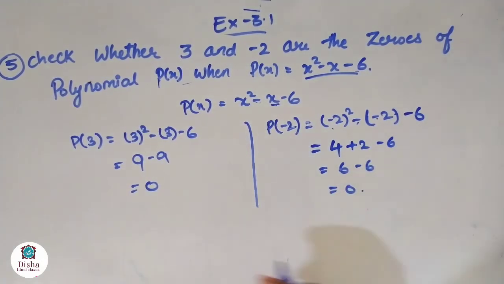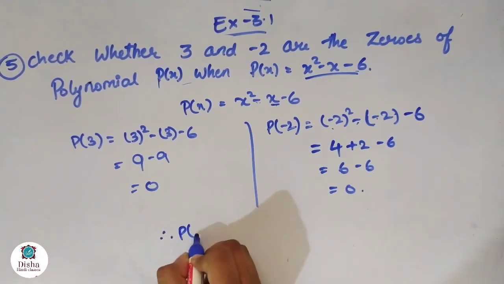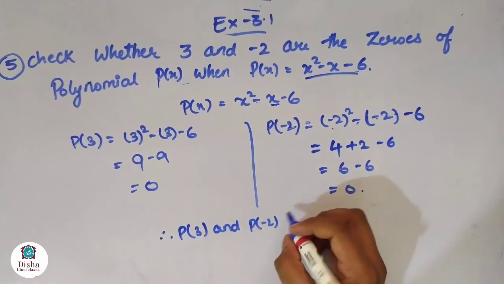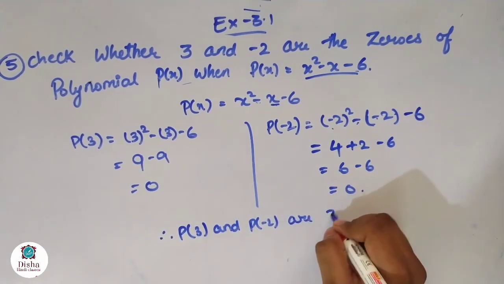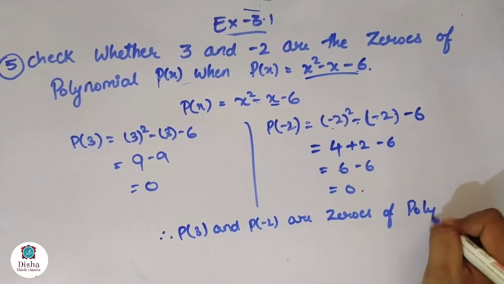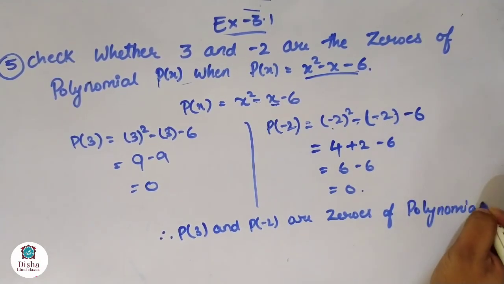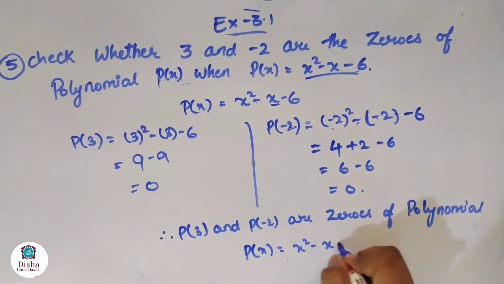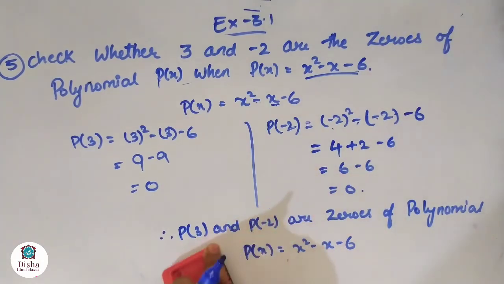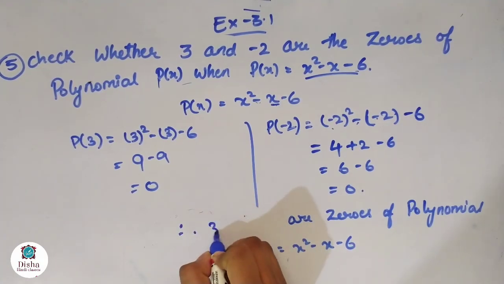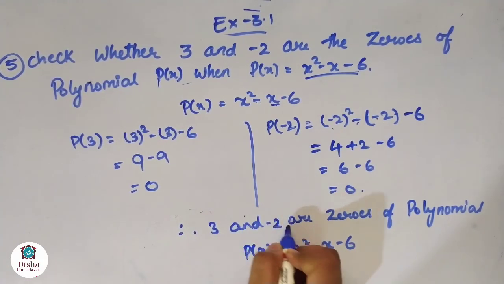So now we can write that 3 and minus 2 are zeros of the polynomial p of x equals x square minus x minus 6, right? So here you are not required to write p. You can therefore write 3 and minus 2 directly.